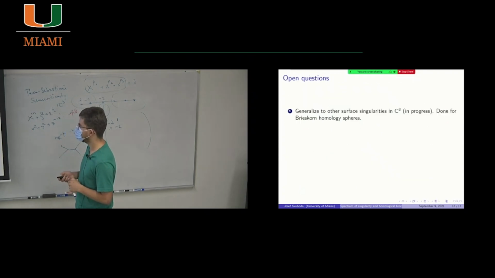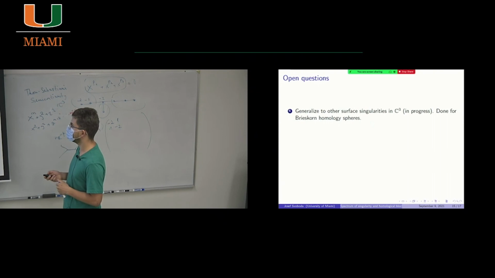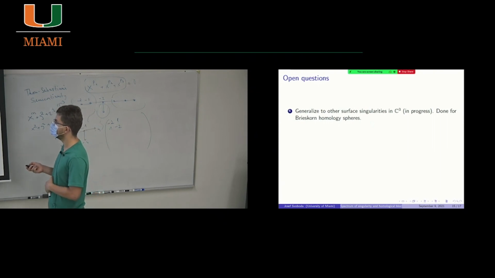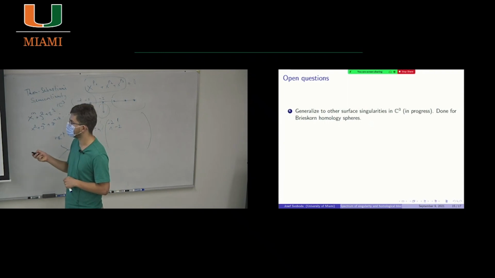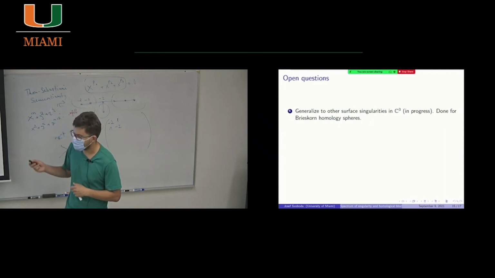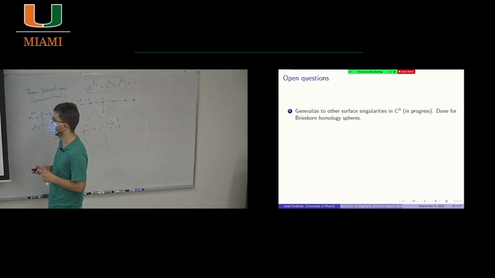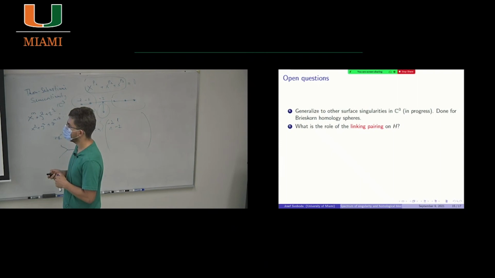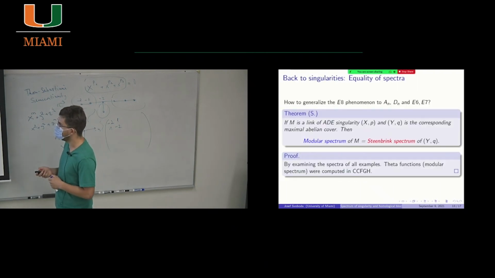Okay, so we are almost at the end. The questions for the future: first of all, generalize to other surfaces in C3. I told you that it's kind of clear for Brieskorn homology spheres, because it works very similarly to the case of Lawrence-Zagier, except that there are these negative numbers which have to be addressed. But this was basically done in Hikami's paper, and then the same in Gukov's. There is not much of a difference.